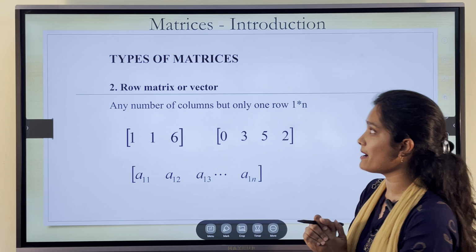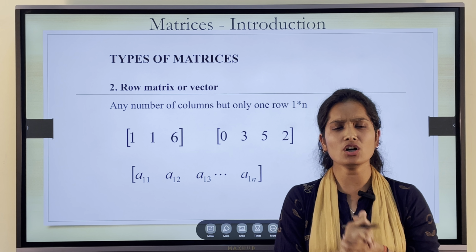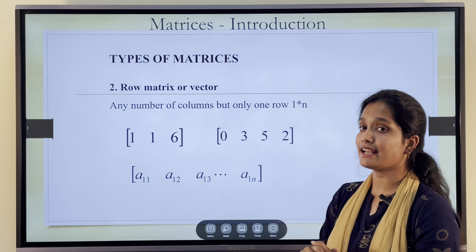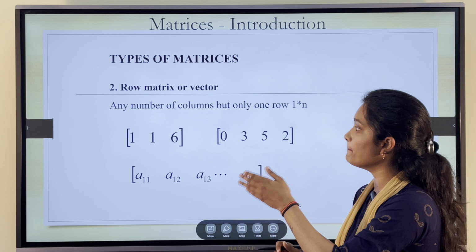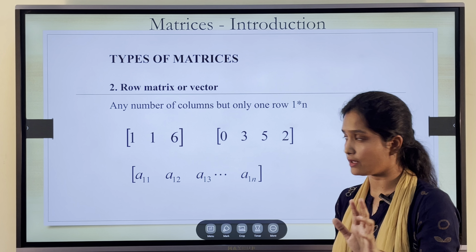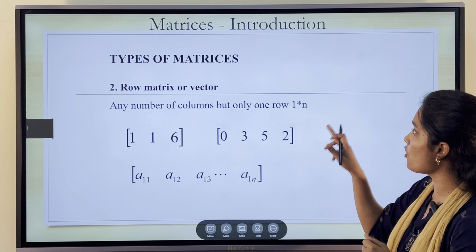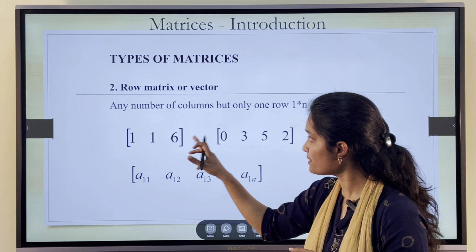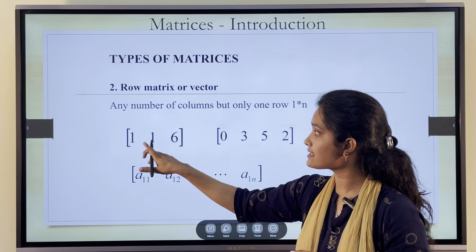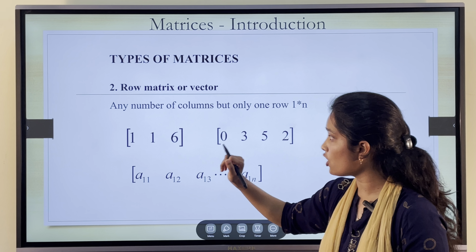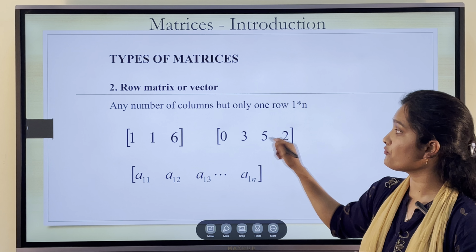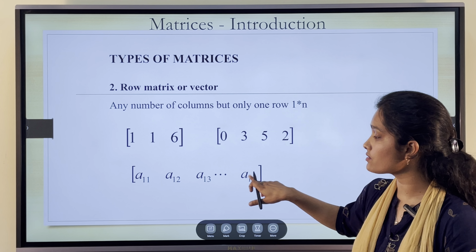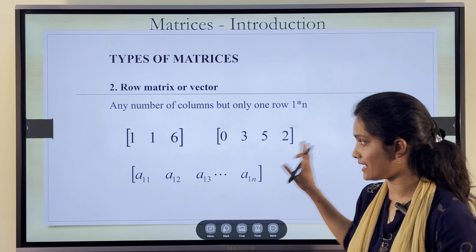Then we have the row matrix or a row vector. A row matrix or a row vector is a type of a matrix in which there can be any number of columns, but there will be only a single row to it. So the order of this matrix is in the form of 1 cross n. So in the example that I have mentioned over here, it states that there is one row and there are 3 columns in it. There is one row and 4 columns in it, and in this particular matrix we have n columns and 1 row attached to it.